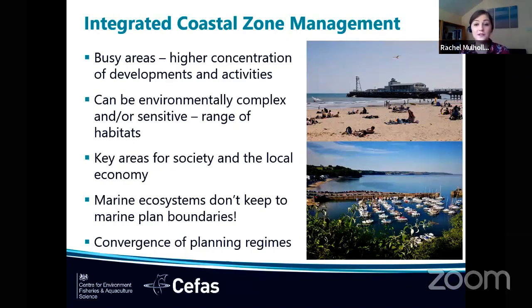Marine ecosystems, fish, water quality, and other resources and issues do not adhere to marine plan boundaries, and they do not stop at the coast. Pollution and litter, which originates on land, can run off into the sea. Marine animals migrate between the ocean and river systems. You can't stop at the boundary to try and protect a species if the species doesn't stop at the boundary as well.